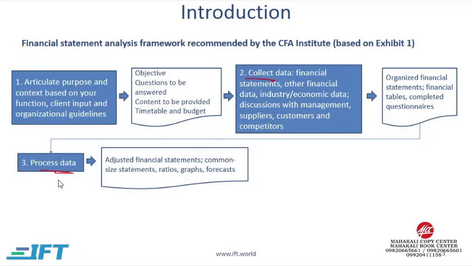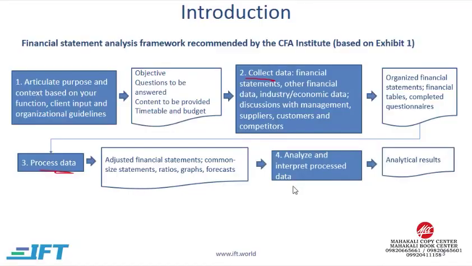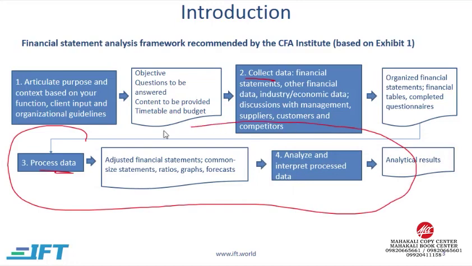Then we process data. So we need to make adjustments when needed. So if you are comparing a company that follows IFRS with a company that follows US GAAP, then obviously adjustments need to be made so that you are comparing apples to apples. You might need to create common size statements. You might need to create ratios. And then you analyze and interpret the processed data. Very often these two steps happen together. In fact, you will notice that in both case 1 and case 2, these two steps are merged together, because as you are creating ratios, you are also then analyzing whether the ratios represent something good or something bad.